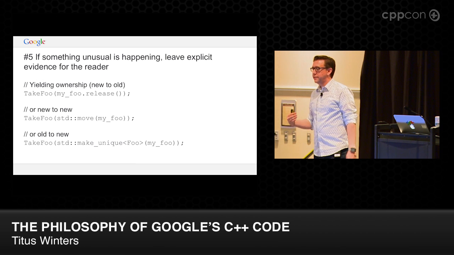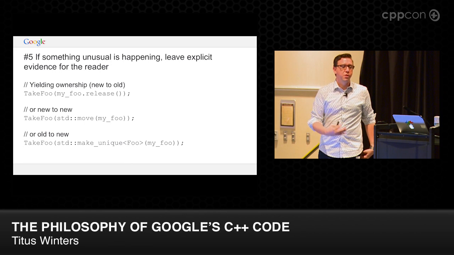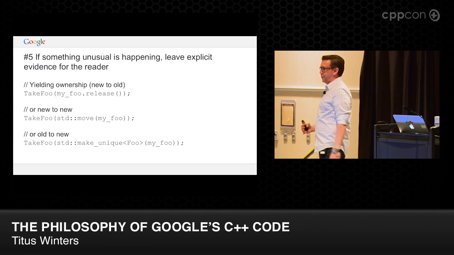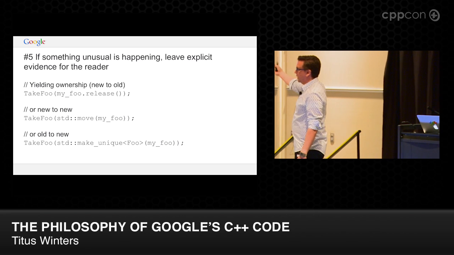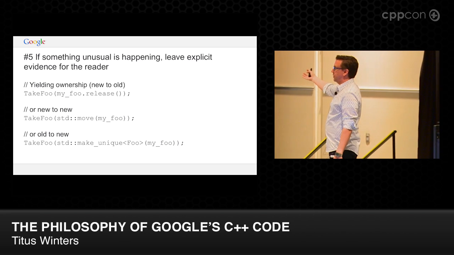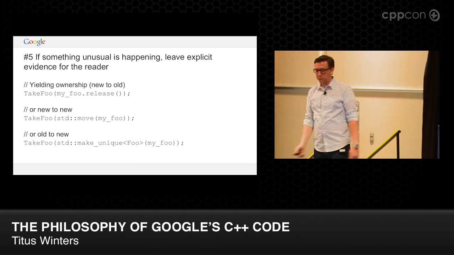Right? It is not necessary for every code reviewer to know the ownership transfer behavior of absolutely every function. It's clear at the call site. Right? We have left a trace. It's self-documenting. This is very, very valuable.